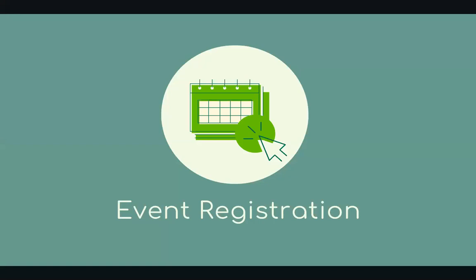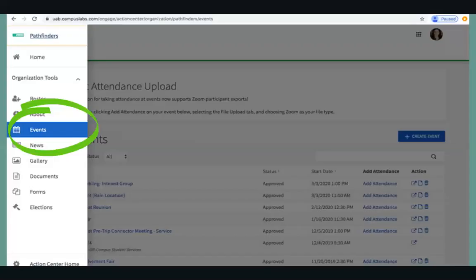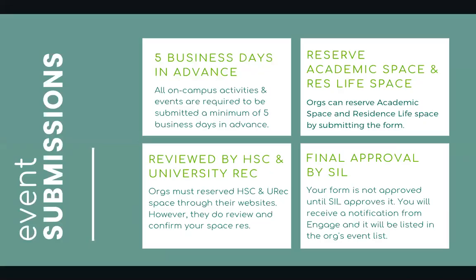Now let's look at Engage event registration. To access the organization's events and to submit event registration, access your Manage Organization feature and then select Events from the drop-down menu. To submit Engage event registration, which is required for all events and activities happening on campus, use the blue Create Event button. This will open the event registration form.